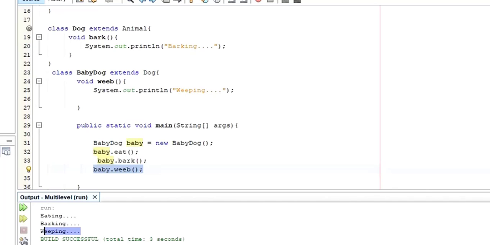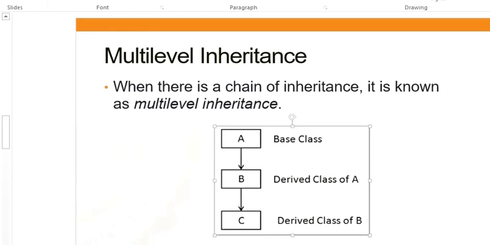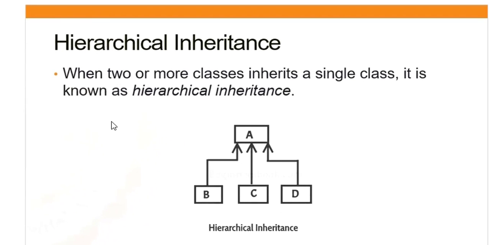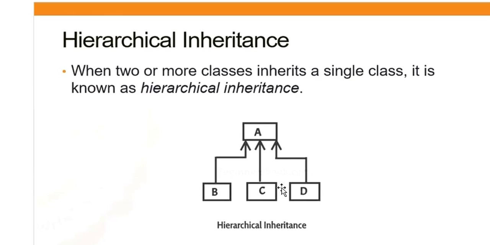Then the next type, as I said, that is a third one, which is hierarchical inheritance. What does that mean, hierarchical? Maybe if you can see this diagram, I'm sure that you can still understand. So hierarchical inheritance is nothing but when two or more classes inherit a single class.